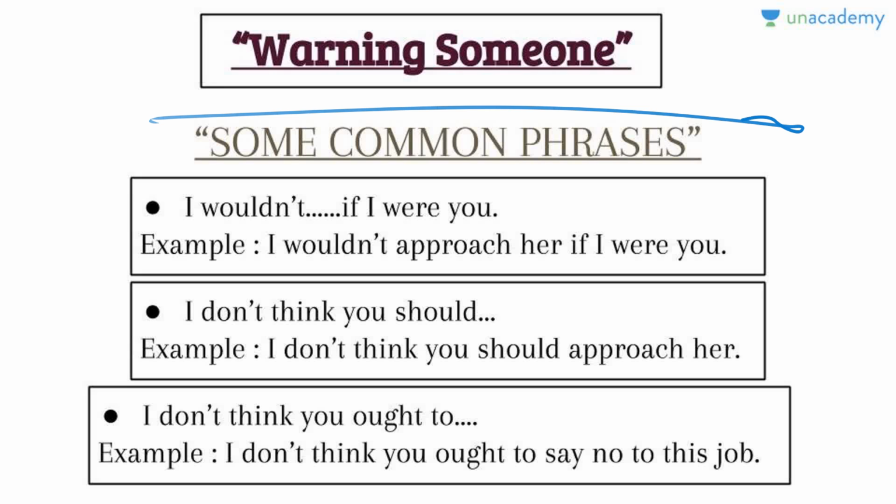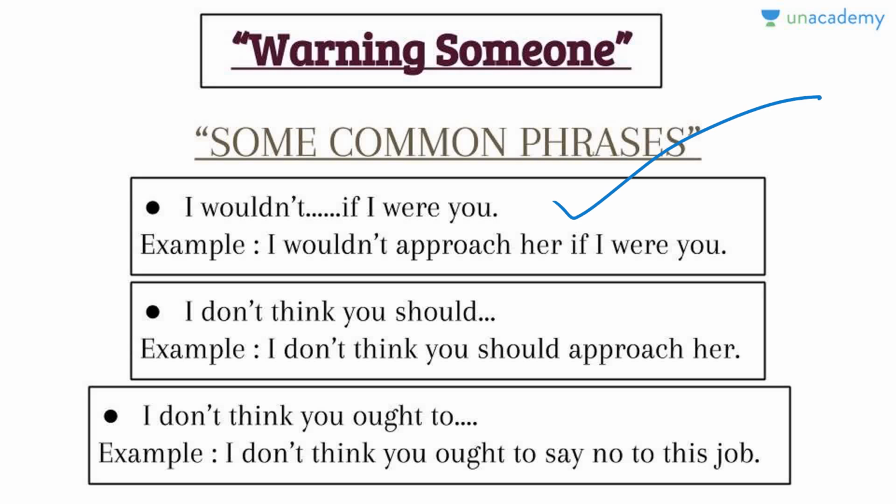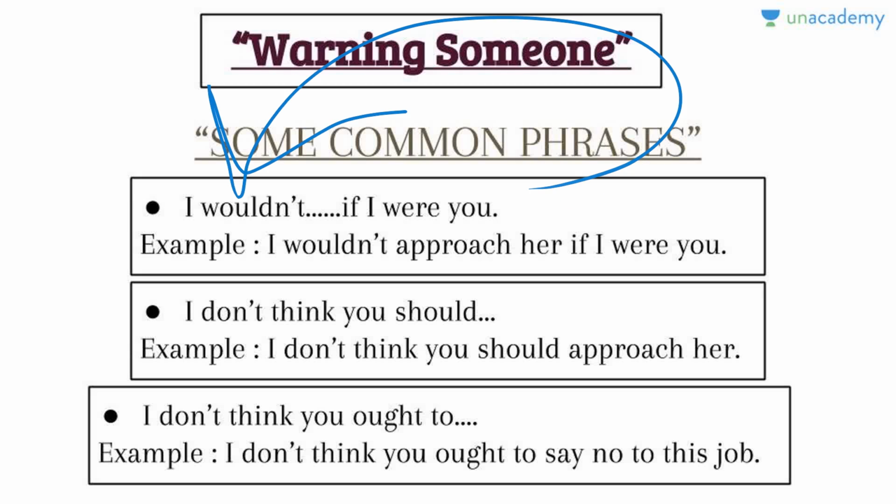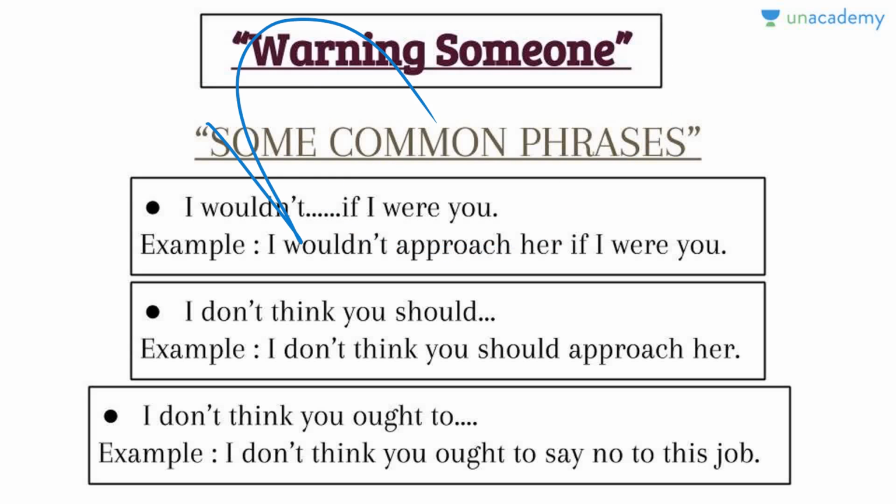The first one we have is I wouldn't if I were you. You can also say it in this way, if I were you, I wouldn't. So this is a phrase which you use when you are strictly saying to somebody that this must not be done by them, otherwise it would have really bad consequences. Okay, so you strictly have a negative opinion about that. So you can say I wouldn't approach her if I were you. Clear enough?